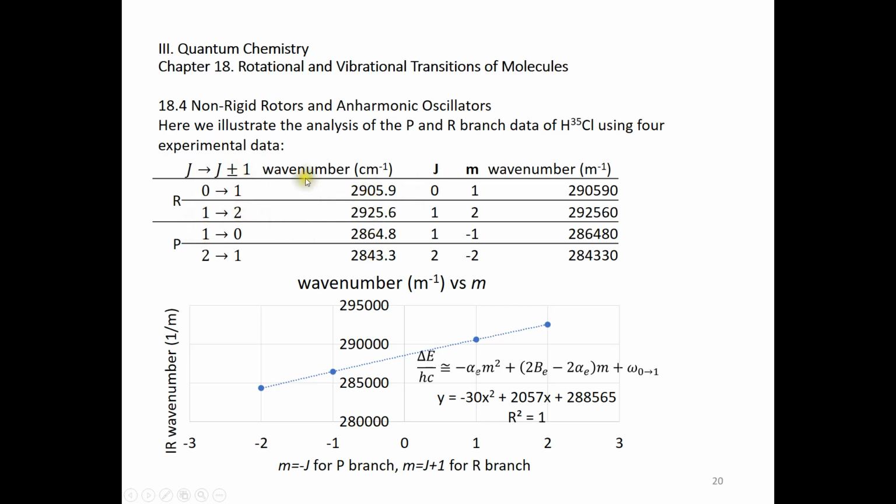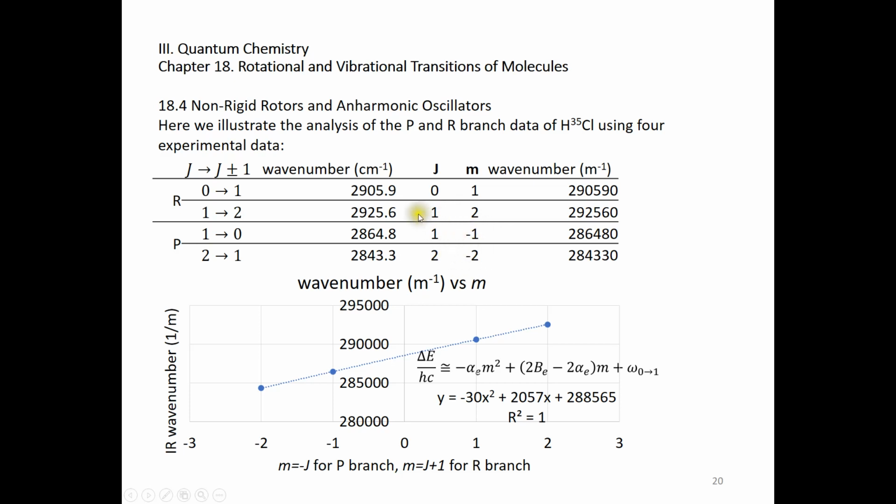We have the values of J. J is 0, 1 over here. J is 1 and 2 over here. We redefine a new variable M. M is J plus 1 for the R branch, and M is negative J for the P branch. That's why over here this M is 1 plus 0. This 2 is 1 plus 1. And over here this is just negative 1.